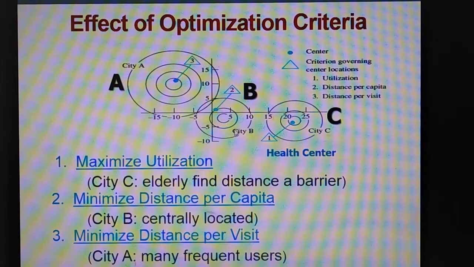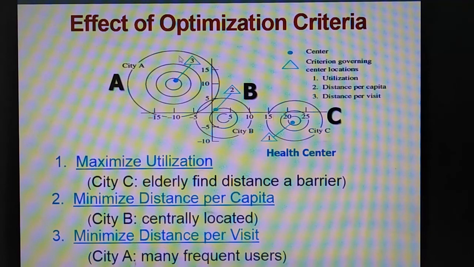For city B, since it is centrally located in the region, which is somewhere here near the center, the distance to travel by the population is rather short. So many people go to city B due to its central location.